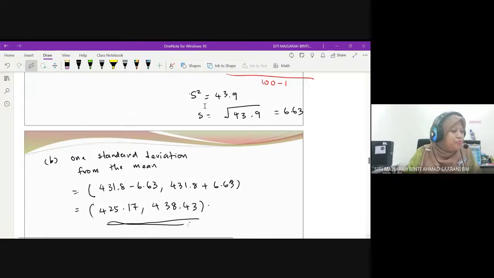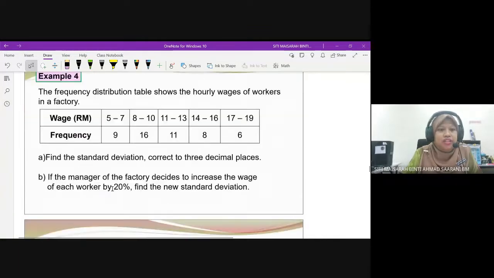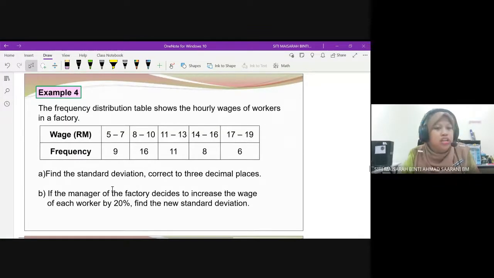Alright. Kita continue dengan example 4. Okay. The example 4, the frequency distribution table shows the hourly wages of workers in the factory. Okay, find the standard deviation correct to 3 decimal places. If the manager of the factory decide to increase the wage of each worker by 20%, find the new standard deviation. Ini yang relate tadi. Kalau nak cari new standard deviation, kalau dia multiply by a constant K, so new standard deviation formula dia apa tadi?